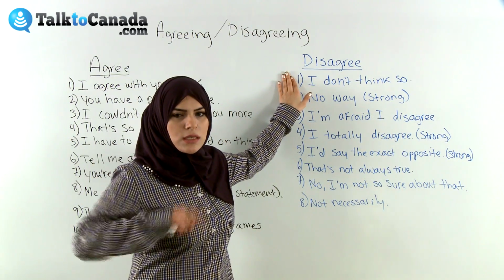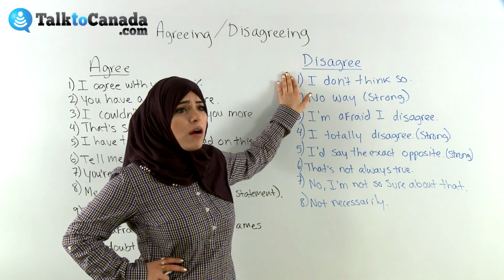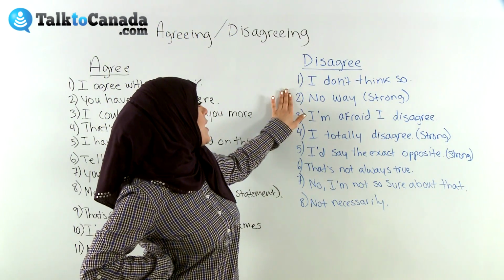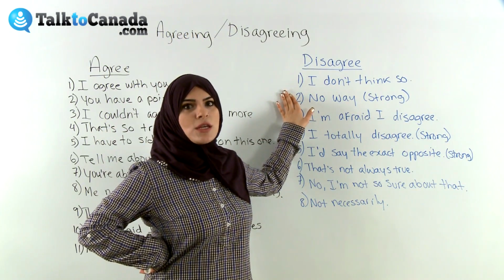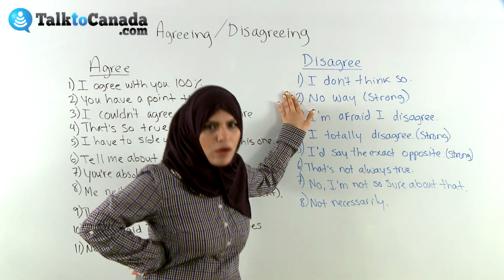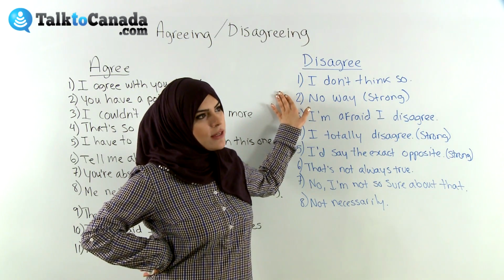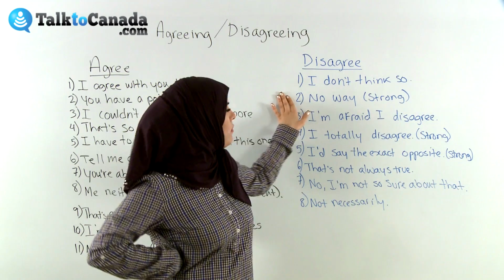I don't think so. So maybe you're saying, Mom, I'm gonna take the car today. And your mom says, I don't think so, young man, come here. Another way that you can disagree is, no way. Oh my God, I always say this one, like if I disagree with someone, no way.